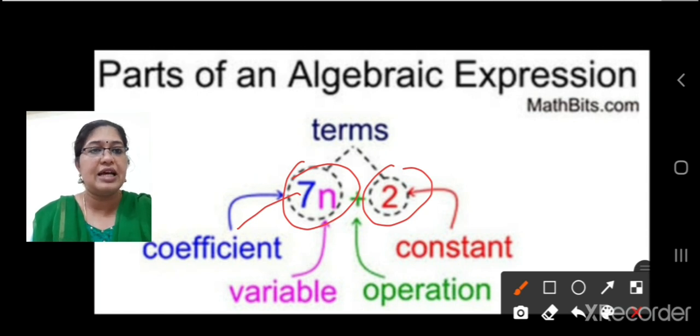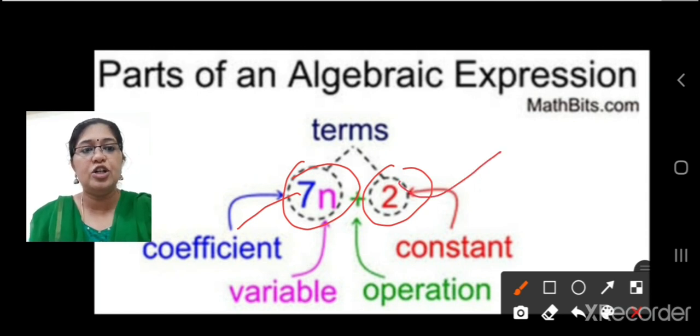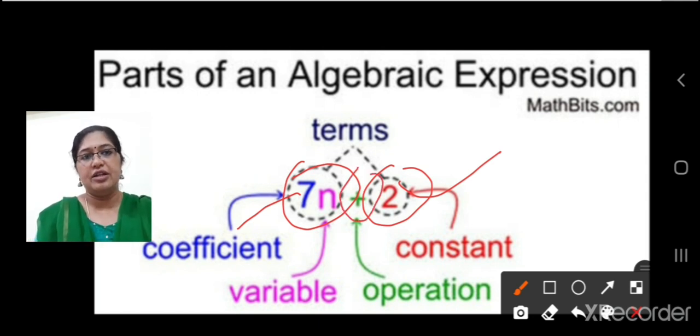Constant means it is the number. Here it is given 2, so the number is the constant. The operation used here is addition. So we have the term, coefficient, variable, operation and constant. Now let us see the definitions.